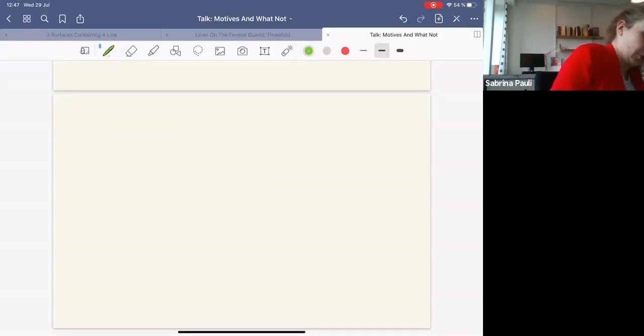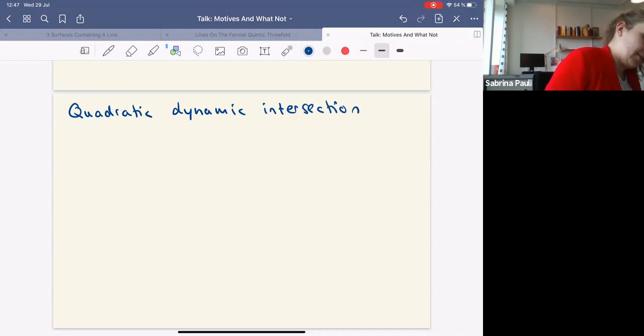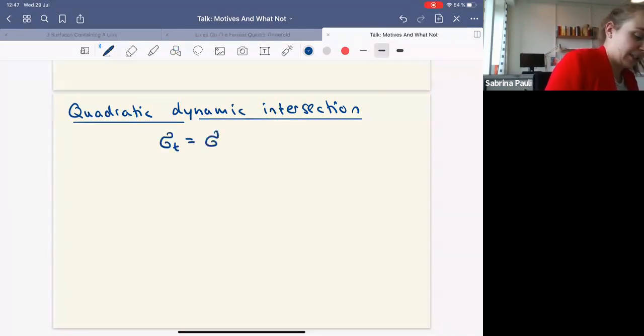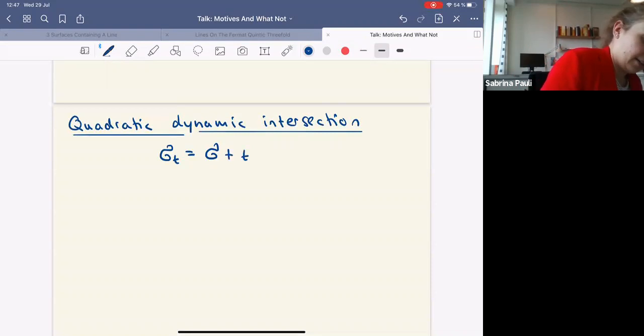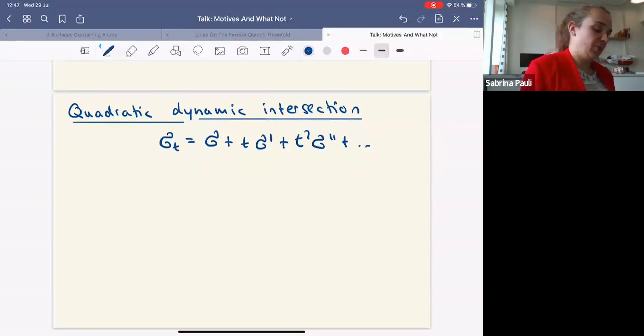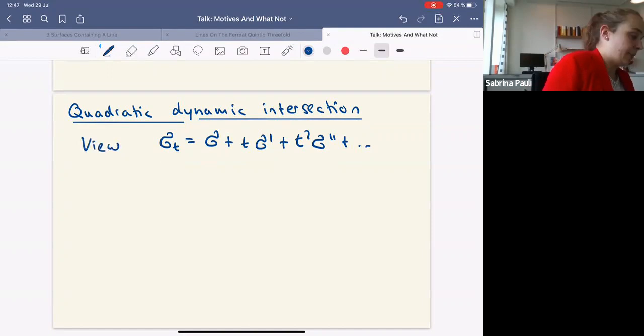Okay, so quadratic dynamic intersection. And I'm just doing this now for Euler numbers. So I had this section, sorry, this deformed section, which was, I have a section where the 0 locus is possibly an axis, and I add t times another section, t squared times another section, and so on and so forth. So now I get a new section, and I want to view this section as a section of the base changed vector bundle.